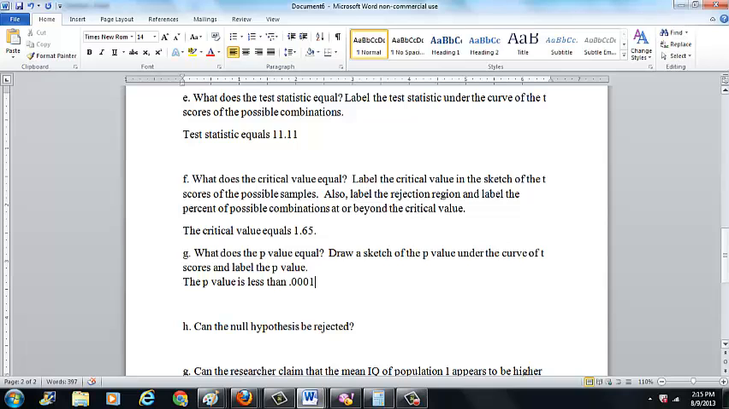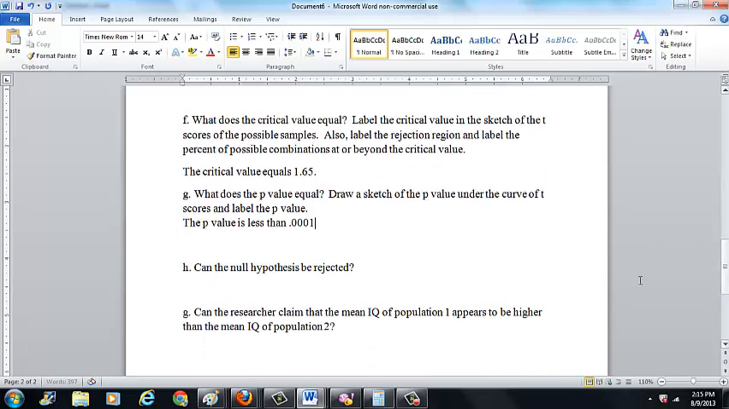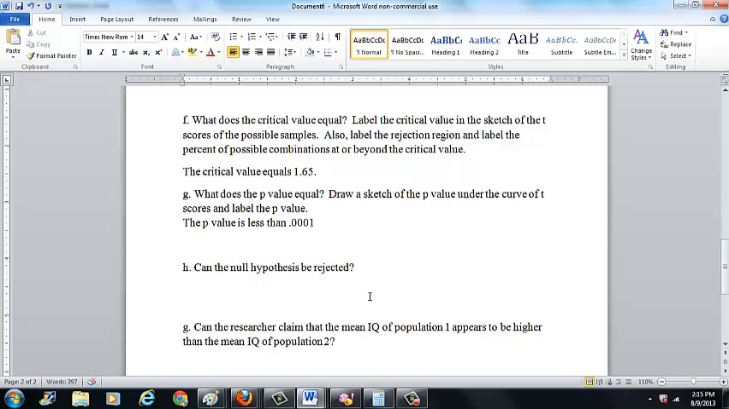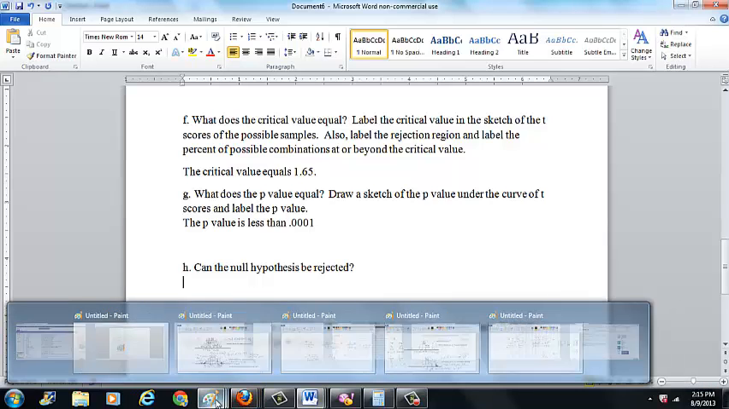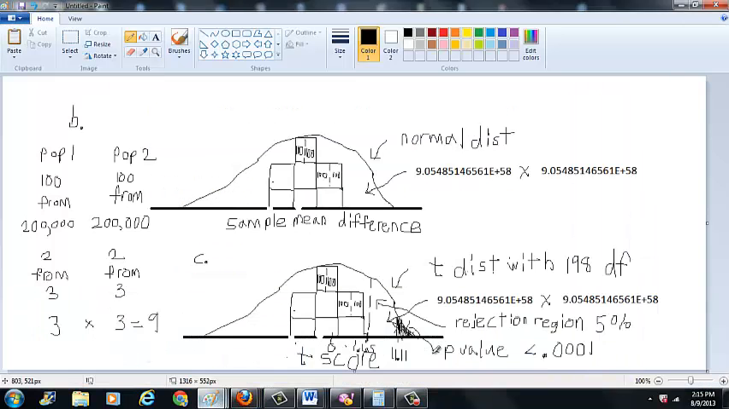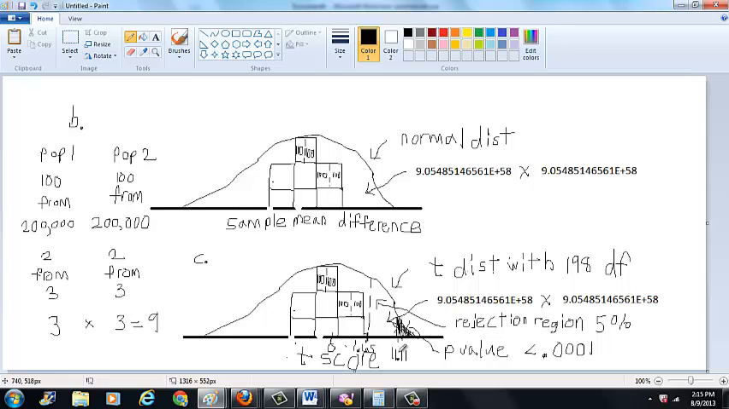We drew our sketch and we labeled the p-value. Can the null hypothesis be rejected? It depends if our t-score reached the rejection region. Our t-score was 11.11, and it is in the rejection region because it's above 1.65. It's beyond 1.65, and our p-value is less than 0.05, so we can reject.